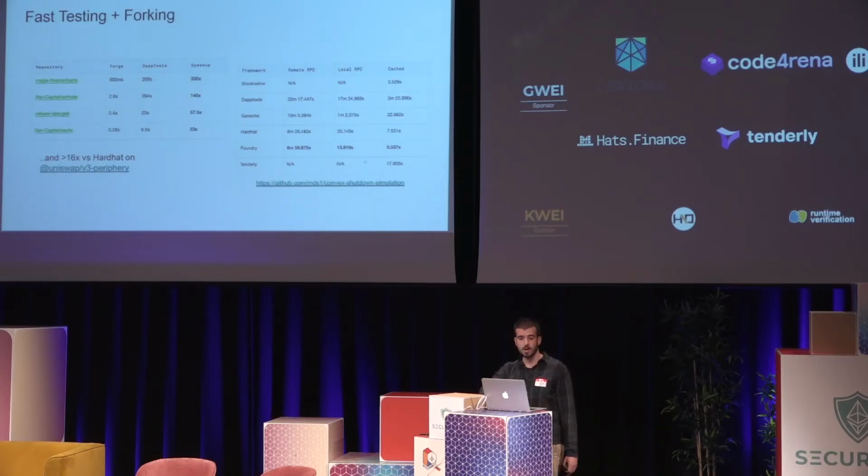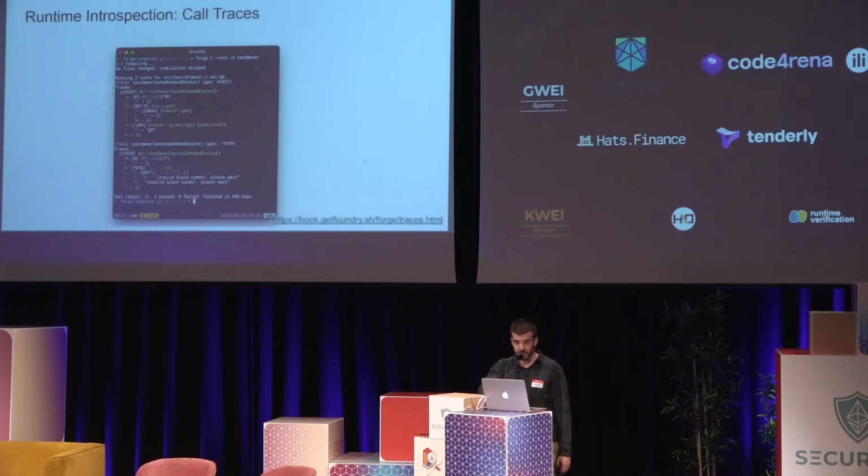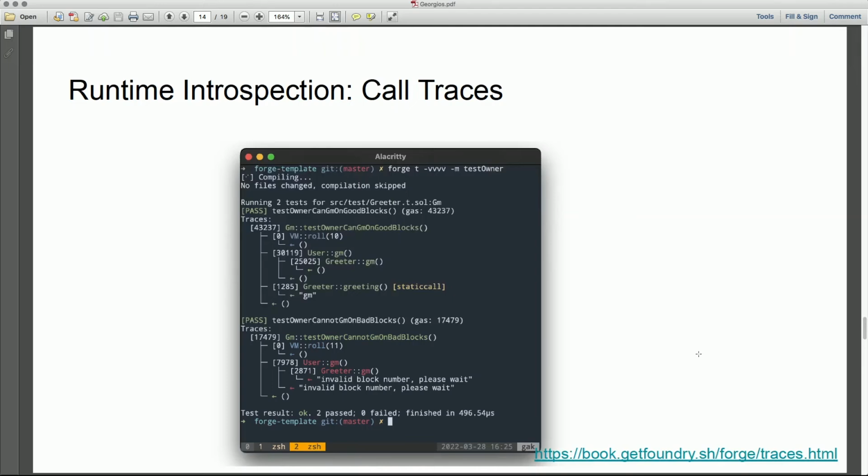So we have call traces, which personally I find beautiful. You just write and it prints you all the subcalls that you have. It's blue if it's a cheat code. It's red if it's a revert message. It just looks nice and lets you figure out what happened in every subcall.